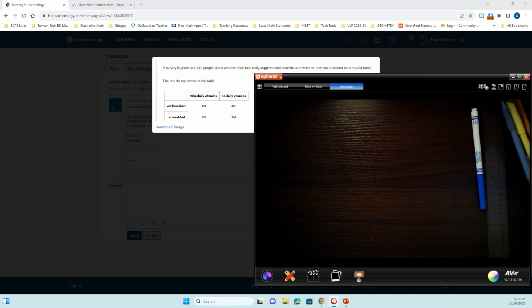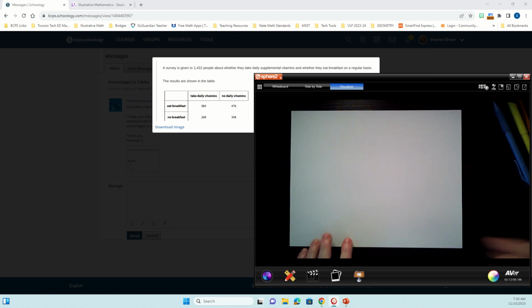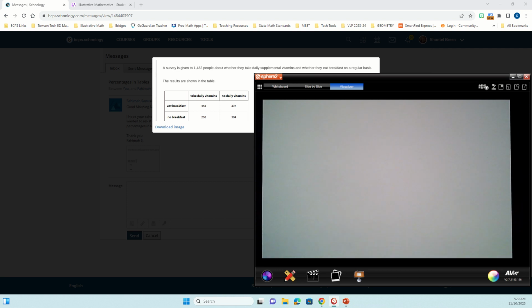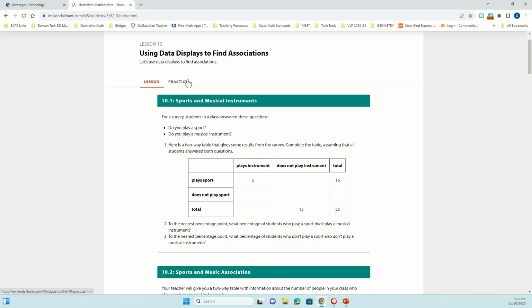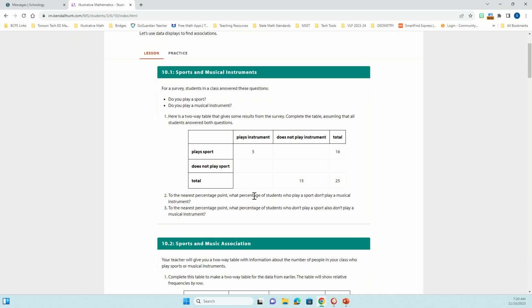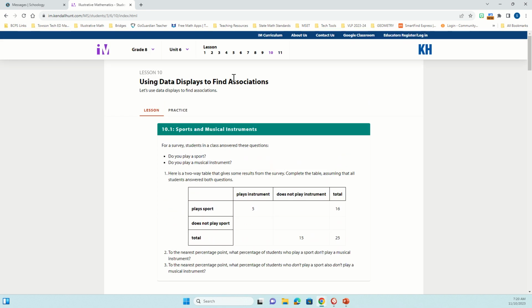Okay, I'm going to show you guys really quickly how to make percentages with this data. We did this in Math 8, but I will tell you it was at the end of the school year last year. If you want to go back into Math 8, it's Math 8 Unit 6, and you can access Illustrative Math and kind of review some of the stuff we did. We talked about these types of tables in lesson 10.